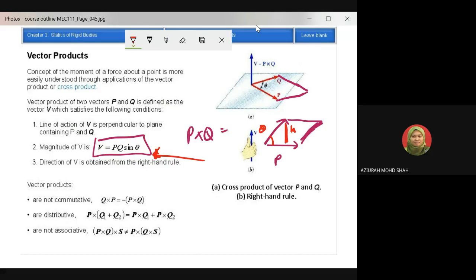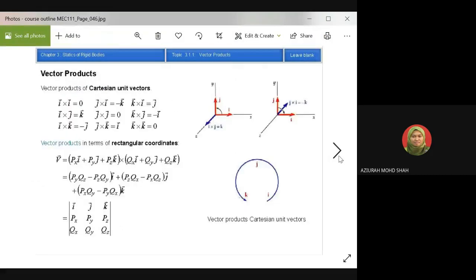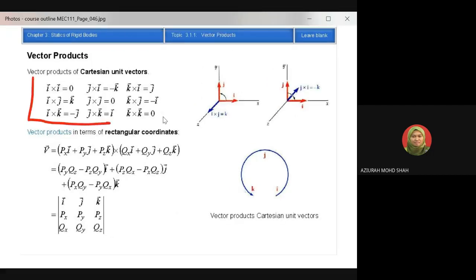Alright. Ini tak apa. Yang penting kamu tahu yang pasal clockwise dengan counterclockwise tu arrow dia macam mana. Itu adalah basic. Sebab nanti calculation dia pun tak pakai yang ini. Kita akan pakai matrix lah untuk dapatkan cross product dia. Okay, we going to use this one lah. So that's why kita kena tahu ini vector product of Cartesian unit vector.